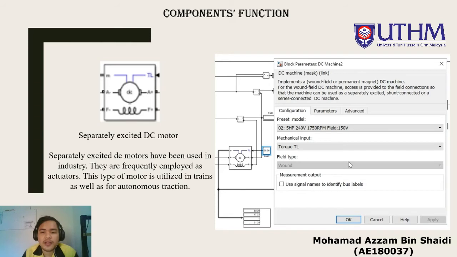The preset model for this motor is 5 horsepower. The input voltage is 240 volts and 1750 rotations per minute, and the field voltage is 150 volts.